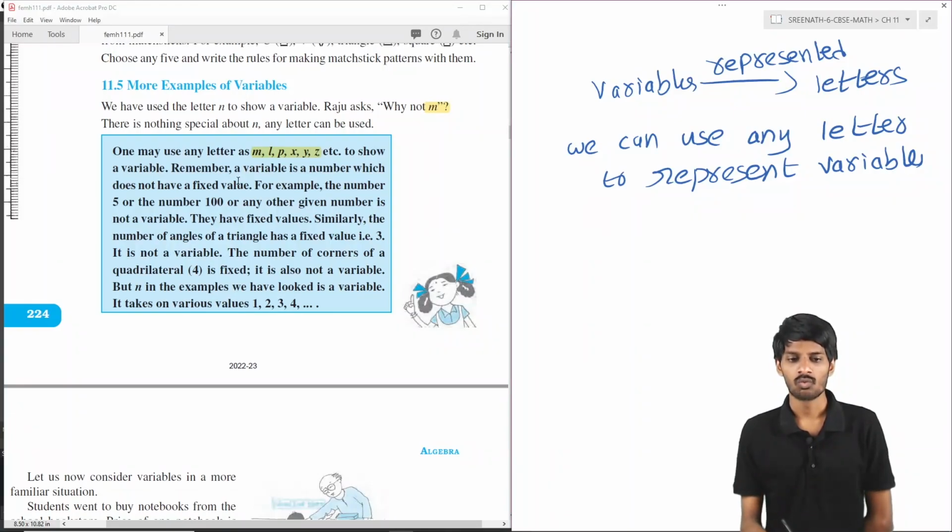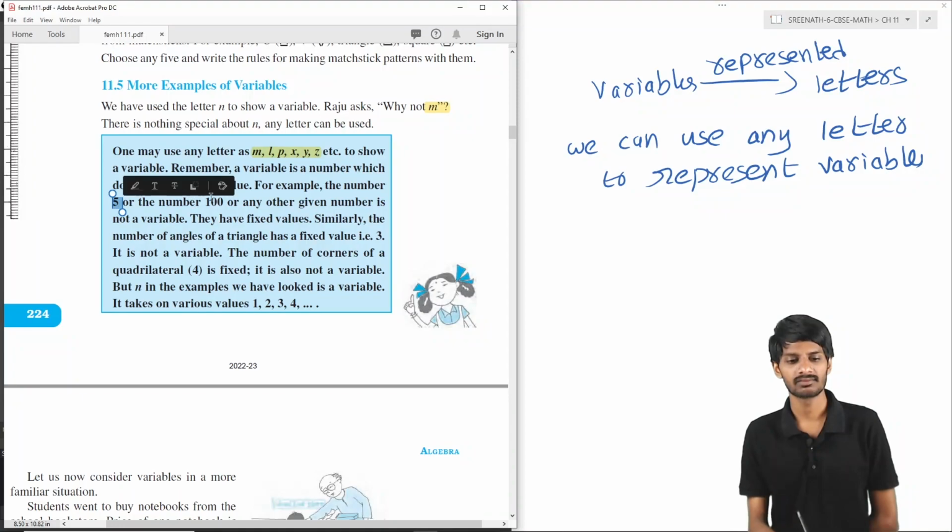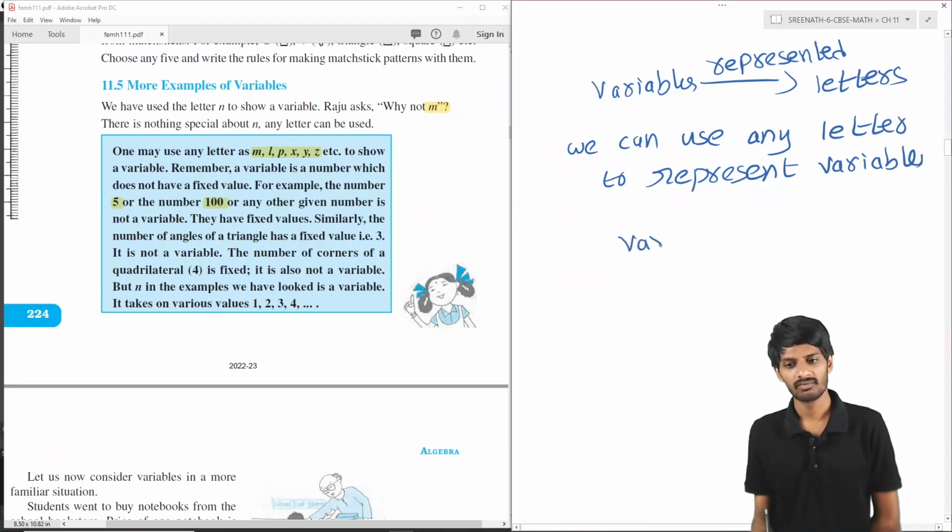Okay, so the thing is, students, a variable is a number whose value is not fixed. That's why you are representing it with some letter. Okay, students. So a variable may have values like 500, like that. A variable is a number, it is not fixed.